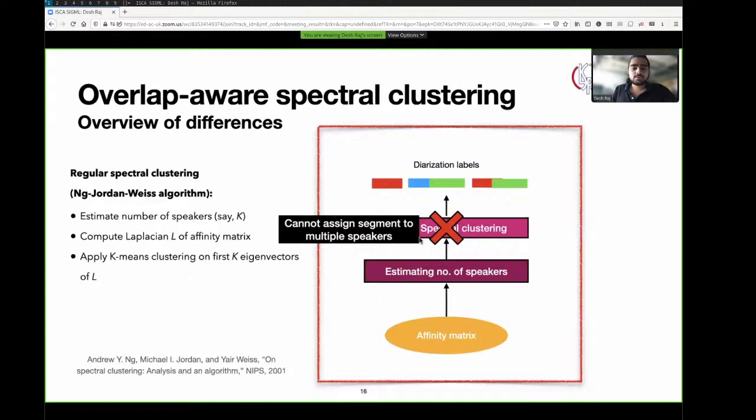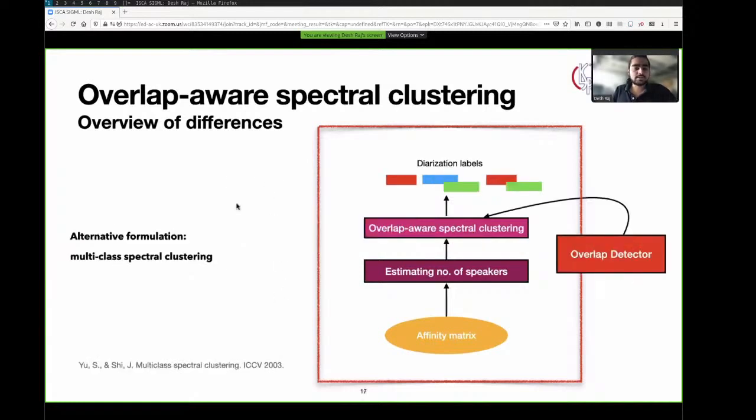However, the problem with this approach is that it cannot assign multiple speakers to segments, since we are actually doing k-means clustering, which is a hard clustering. So you could imagine that to change this and to perform soft clustering, you could use something like fuzzy clustering or soft k-means clustering or any of those things. Alternatively, we used a formulation from a 2003 paper, which provides a new paradigm for spectral clustering.